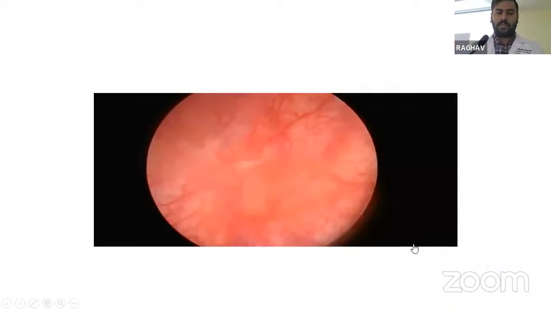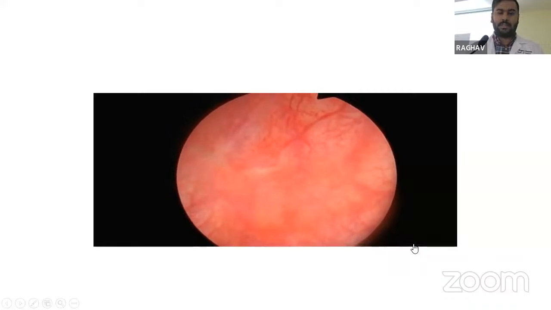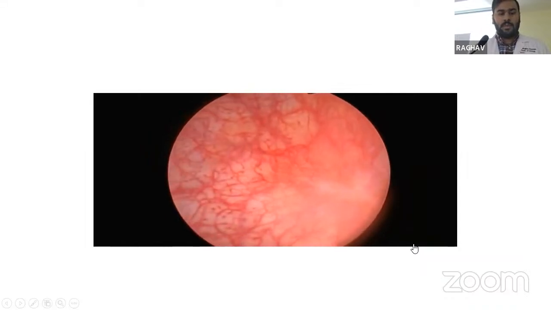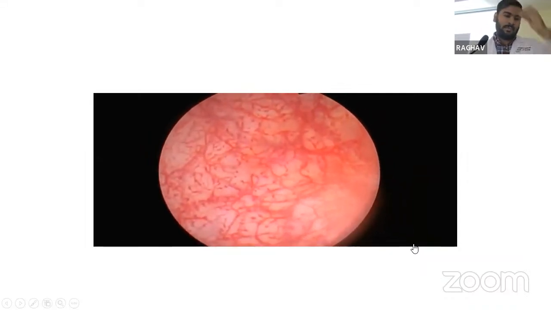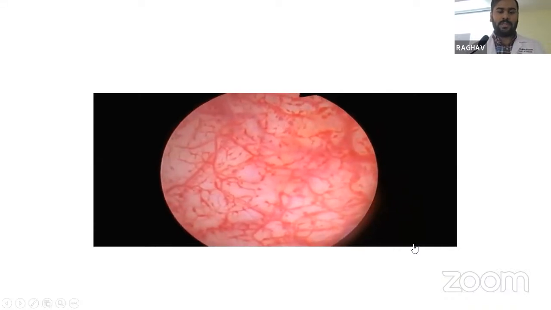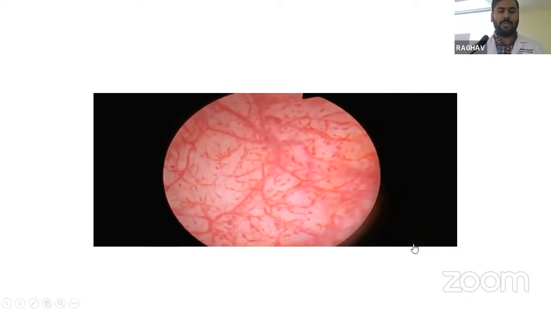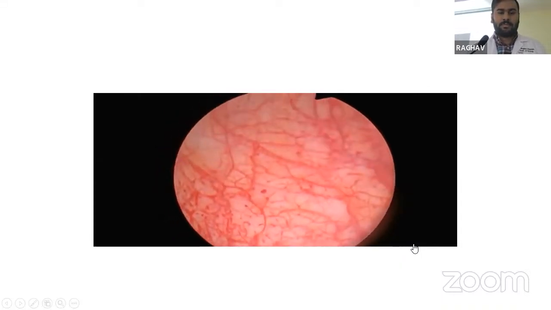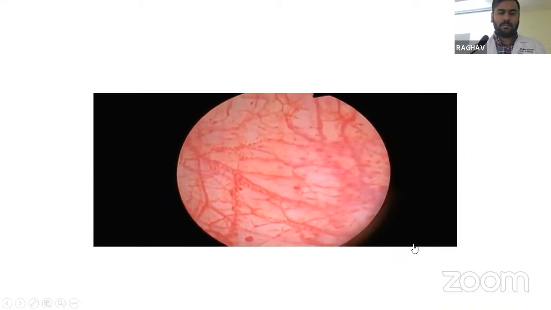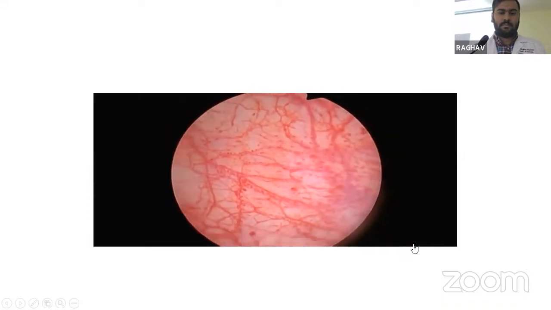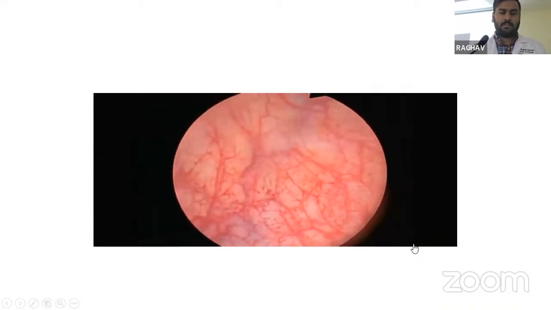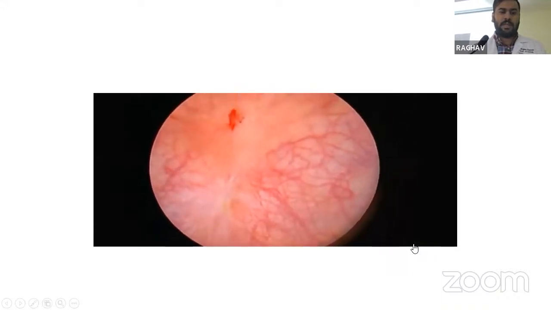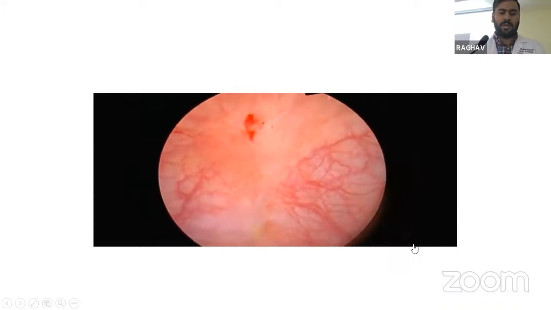A small video of cystoscopy with glomerulations and Hunner's ulcers. These pinpoint dilated vessels that we can see are glomerulations as seen on cystoscopy. These should not be present in the path of the cystoscope. These are the classical Hunner ulcers that can be seen with pinpoint hemorrhages.